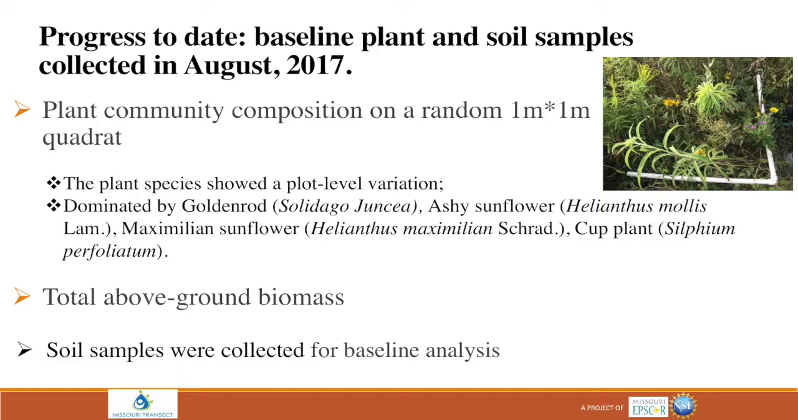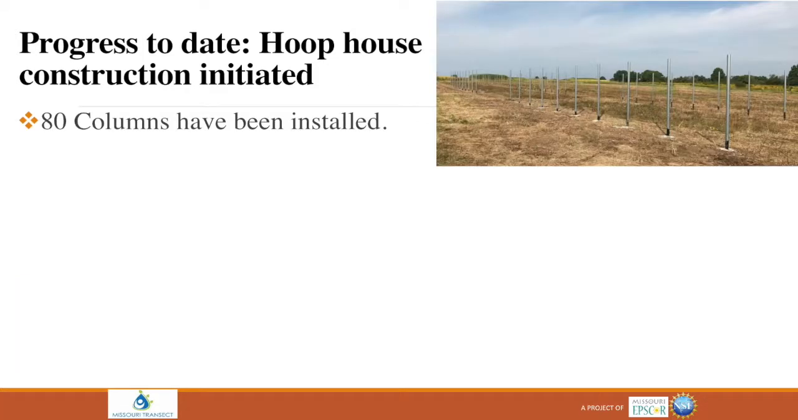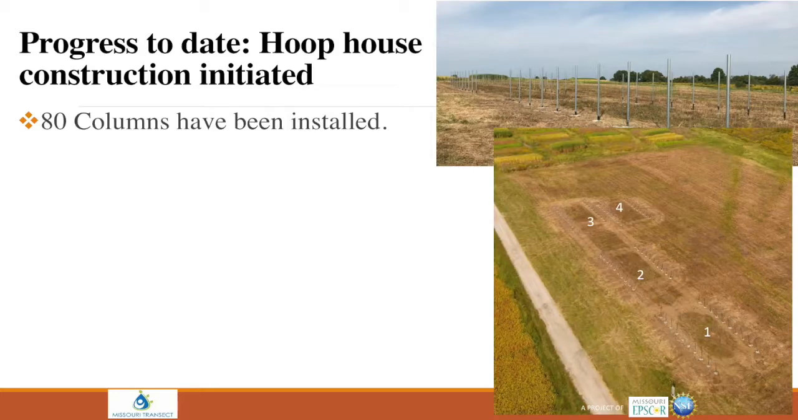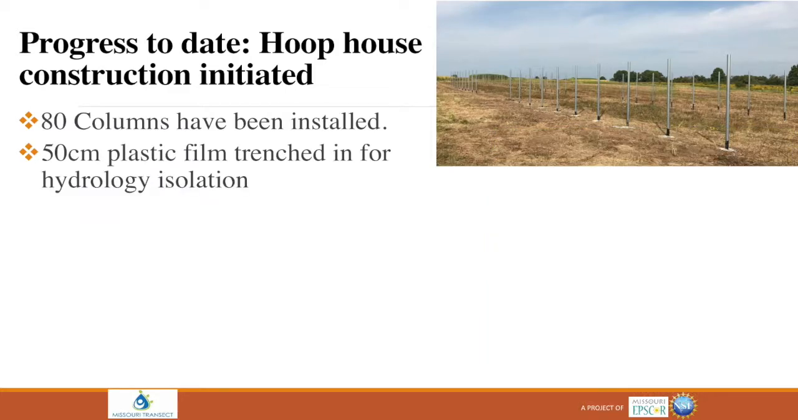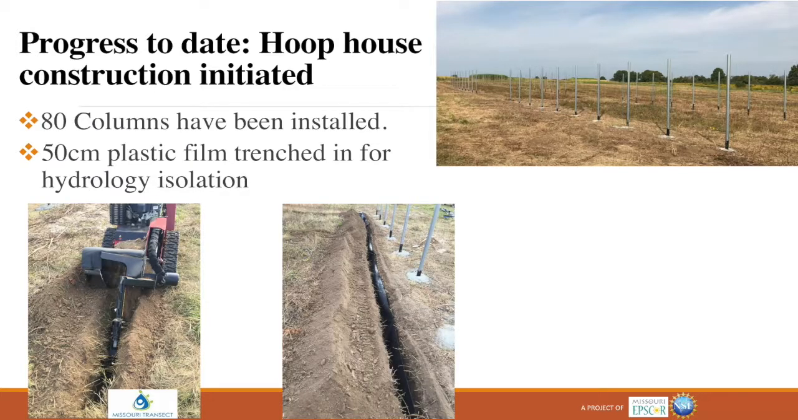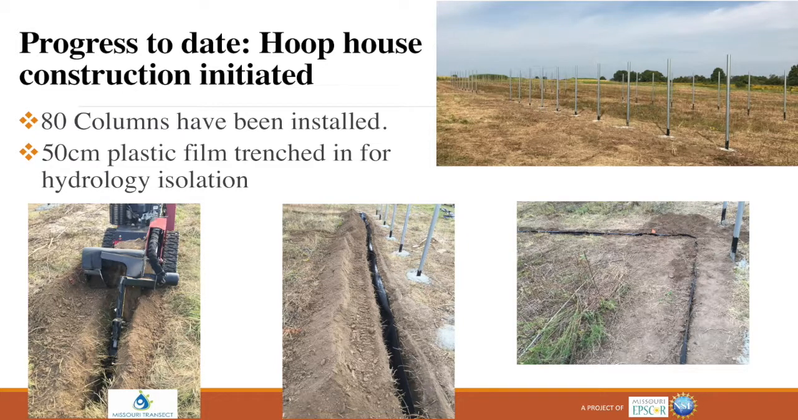And then we initiated the hoop house construction. All the daily corridors have been installed. These are drone pictures. Also, a 50 centimeter plastic film was installed for hydrology isolation. This 50 centimeter depth was decided based on the claypan depth. The maximum claypan depth was 40 centimeter at that location.